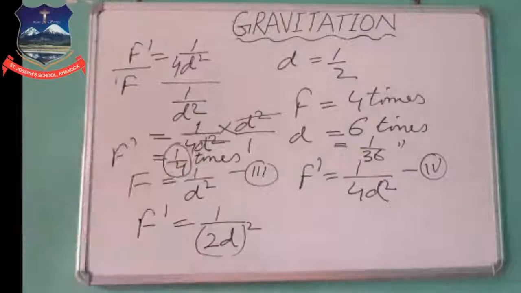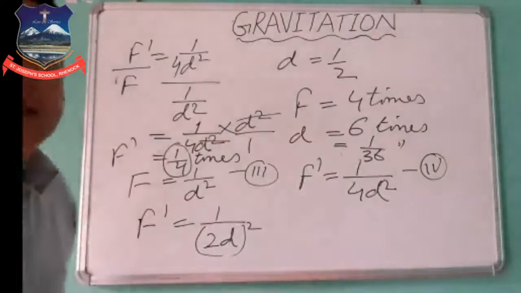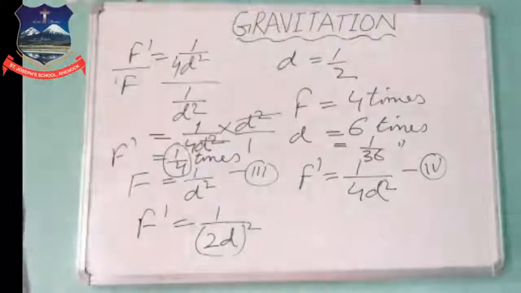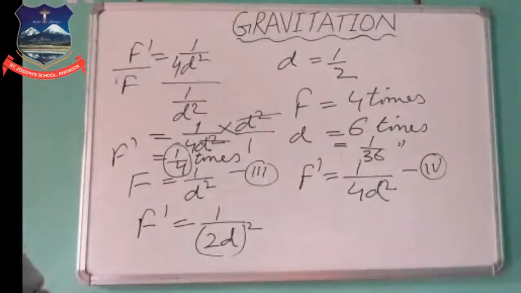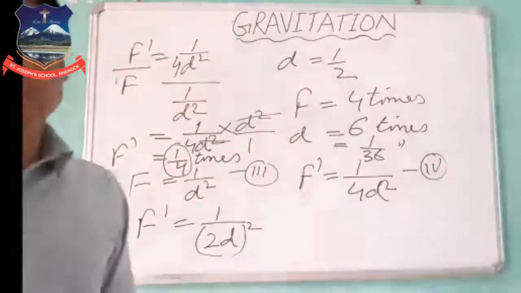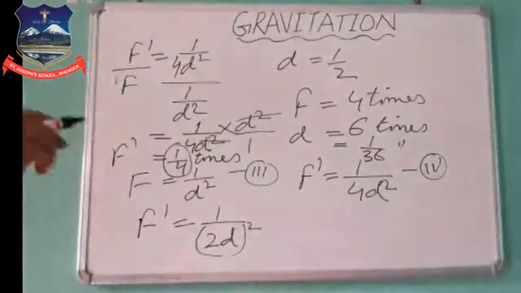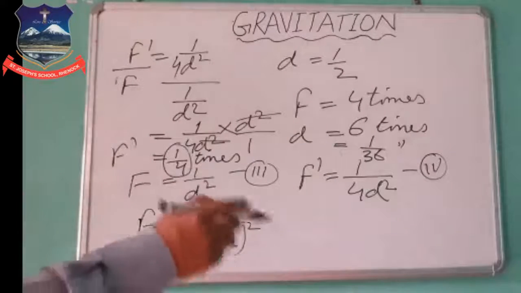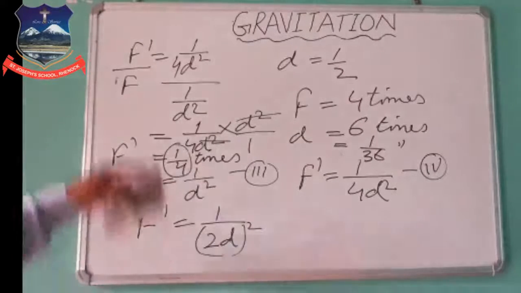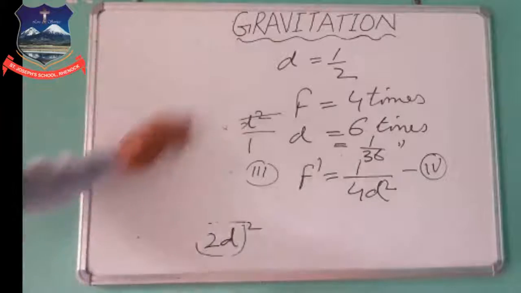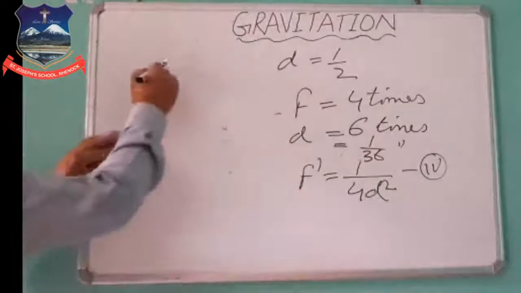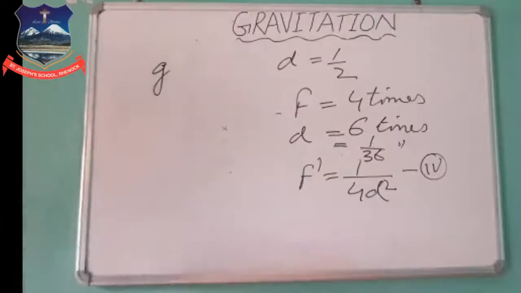Now the next point is the application, that is, the uses of Newton's law of gravitation. For what purpose is Newton's law of gravitation useful? Number one, it is used to find the value of small g, that is acceleration due to gravity. Newton's law of gravitation is very useful to find the value of acceleration due to gravity.